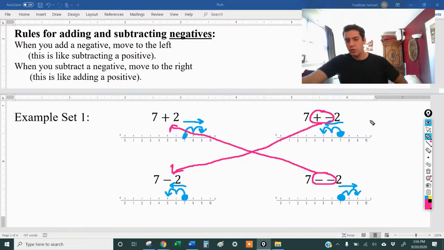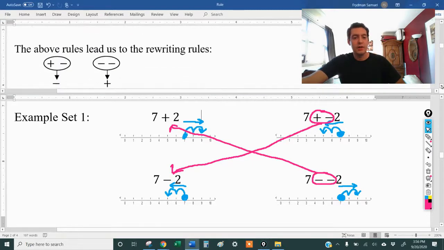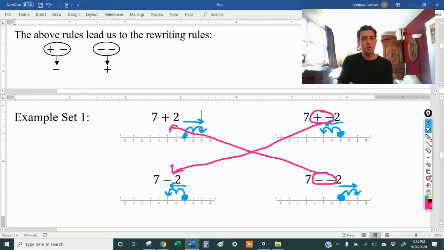So based on which direction we're moving, and based on these rules here, we just figured out some other rules that I like to call the rewriting rules, which really is whenever you see plus negative together, you can just rewrite that as subtraction. And whenever you see minus negative, you can rewrite that as addition. So if you're adding a negative, that's the same thing as subtracting a positive. And if you're subtracting a negative, that's the same thing as adding a positive.